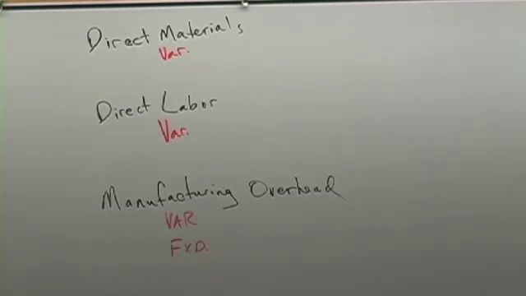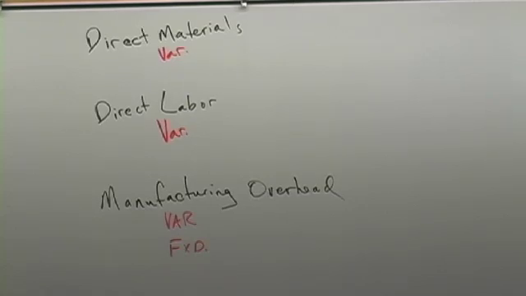Chris, let's talk again about the grill that was used to warm up that piece of meat. Which of those three categories does that fall into? Say both words. Okay. Manufacturing overhead. Very good.